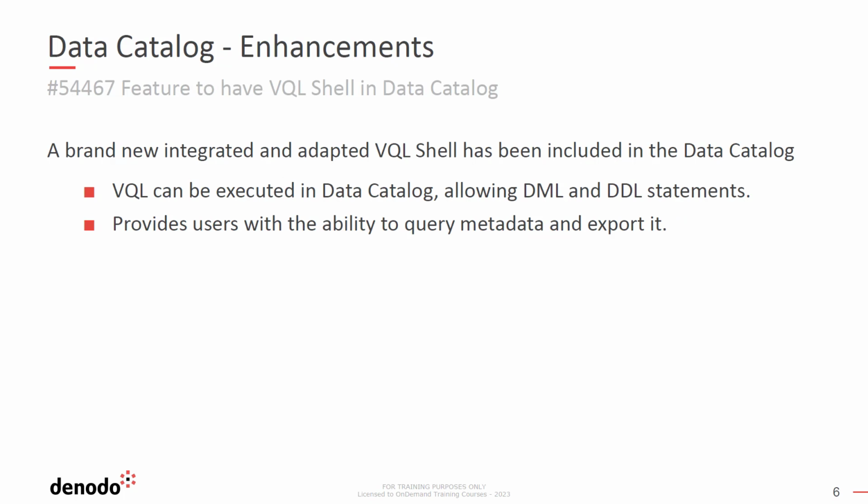The VQL shell is included in the data catalog. It offers the same functionality as the Web Design Studio one. With the new VQL shell tool in the data catalog, you can execute any VQL statement, including DML sentences like select, insert, update, and DDL statements like create view, drop view, etc. Therefore, we can query metadata and save a query using the Save Query button. In addition, the VQL shell can be disabled by an administrator through the Permissions tab of the server setup.